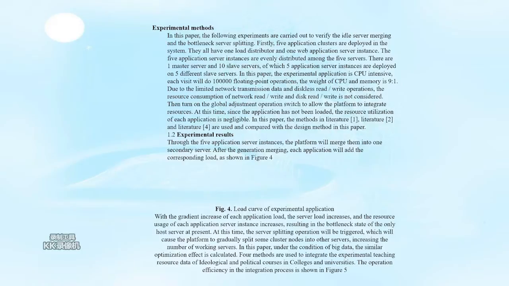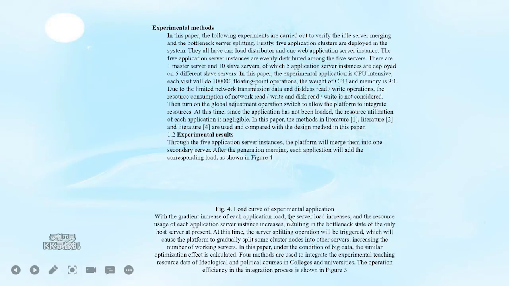Experimental methods. 1.2 Experimental results. Throughout the 5 application service instances, the platform will merge them into one secondary server. After the merging, each application will add the corresponding load as shown in Figure 4. Figure 4. Load curve of experimental application.